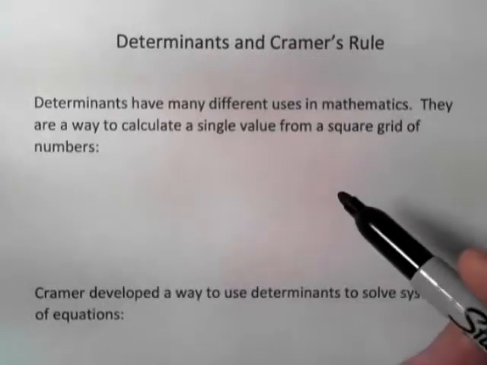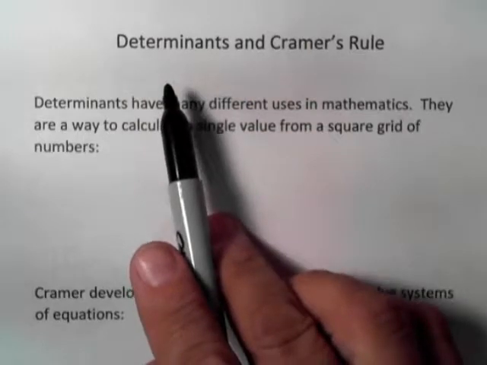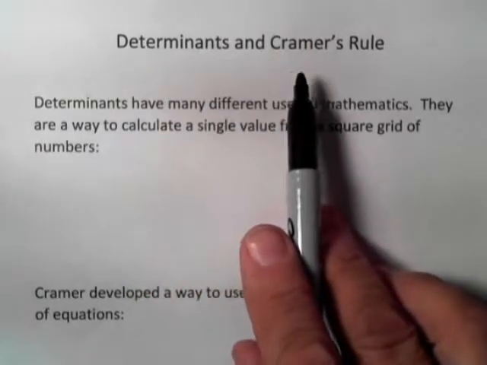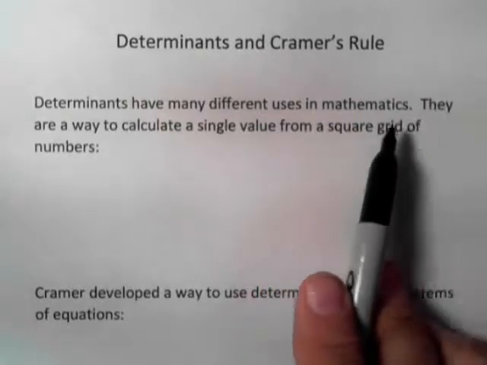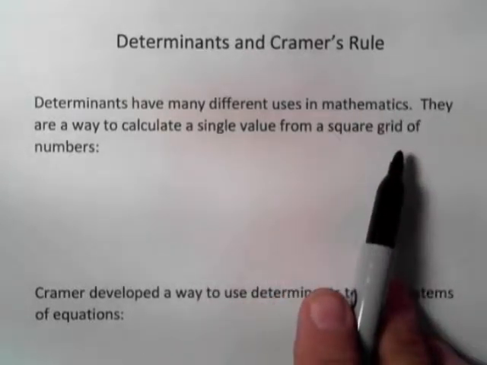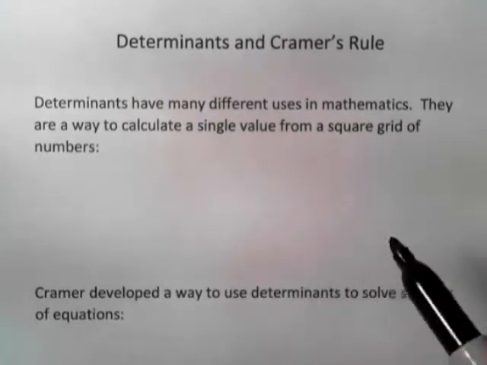Hi, I'm Adolph Oliver, and this is a video clip about determinants and using determinants with what is known as Cramer's rule. Now, determinants have many different uses in mathematics. What they are is a way of being able to calculate a value from a square grid of numbers.